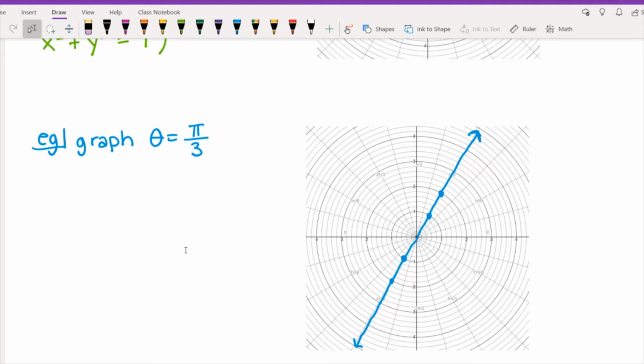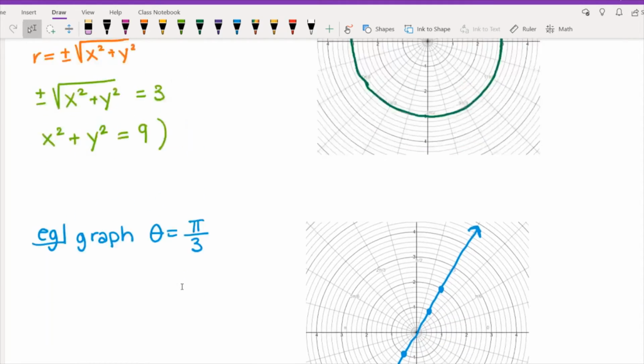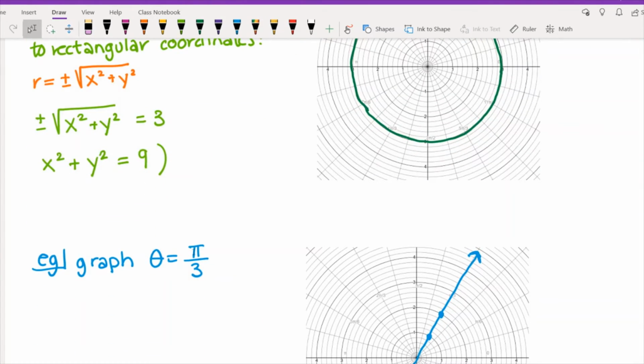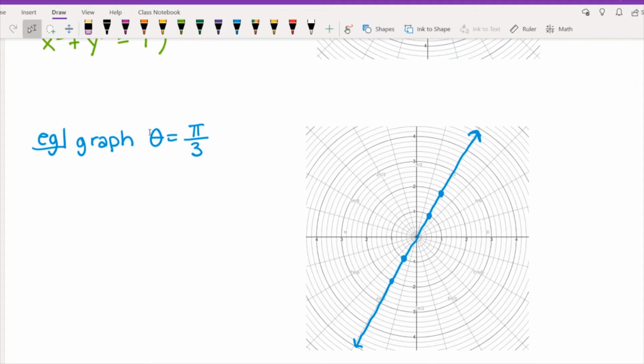So I'm sure you could also translate this into rectangular coordinates, but I wanted to do it on this previous one just because I thought it was a nice connection. That's not really the way we're going to be doing the rest of these. So for the rest of the things we're graphing in this video, we're just going to be keeping them in polar coordinates.